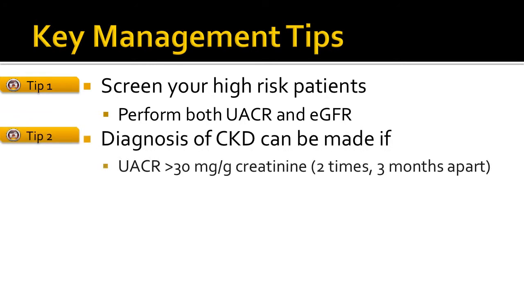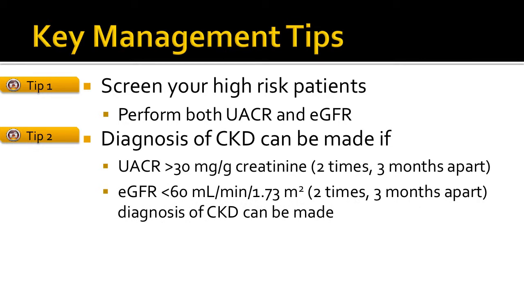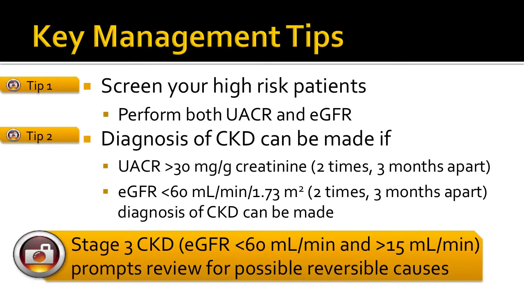Second, if the ACR is greater than 30 milligrams per gram or the eGFR is less than 60 milliliters per minute per 1.73 meters squared on 2 separate tests, 3 or more months apart, the diagnosis of CKD should be made. CKD is not based on the result of an isolated eGFR or ACR, and the diagnosis of CKD requires deliberation regarding causation.